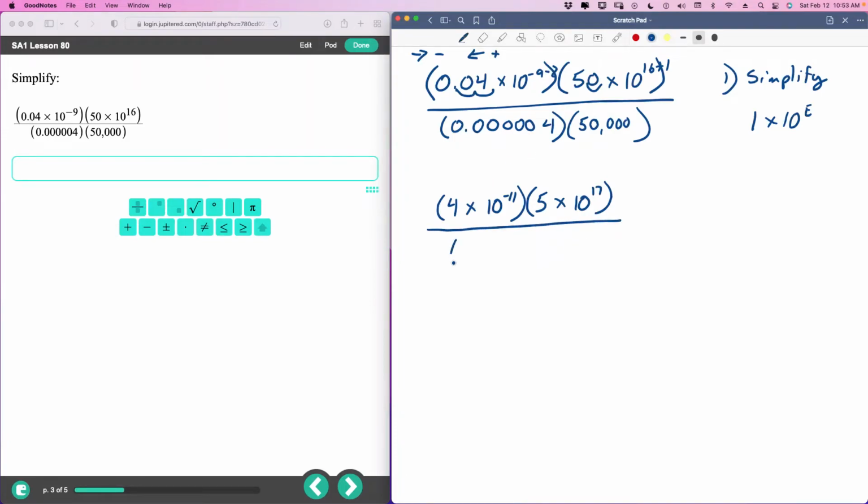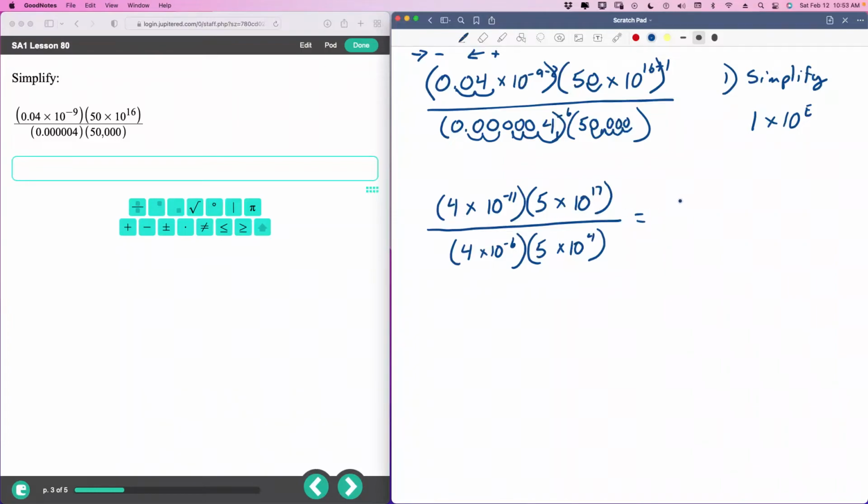Do the same thing here. We know it's going to be a 4 times 10 to the something. 1, 2, 3, 4, 5, 6. And it's this way, so it's minus 6. And this one's going to be 5 times 10 to the something. 1, 2, 3, 4. All right, and it's this way, so it's positive. So it's 4, positive 4. Now we multiply.